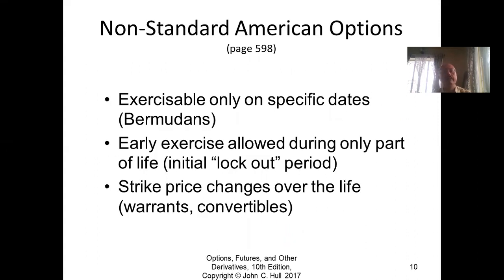There are other non-standard American options. One very popular one is called a Bermudan option. A Bermudan option is where the option cannot be exercised throughout. So a typical American option can be exercised anytime between now and the expiry date, capital T. For a Bermudan option, there is a restriction. It can be exercised only on some specific dates. So there is a discrete set of exercise dates for the option. So those are called Bermudan options.